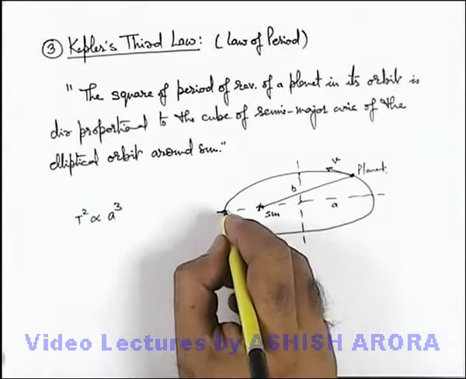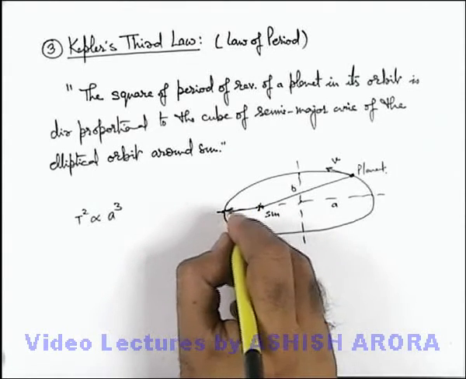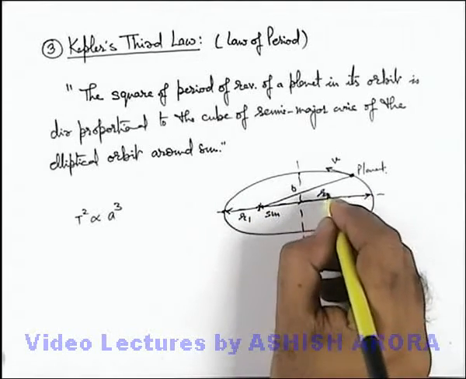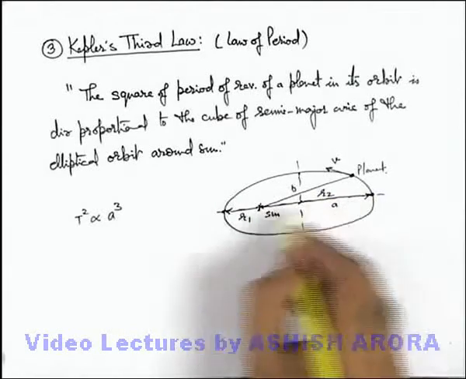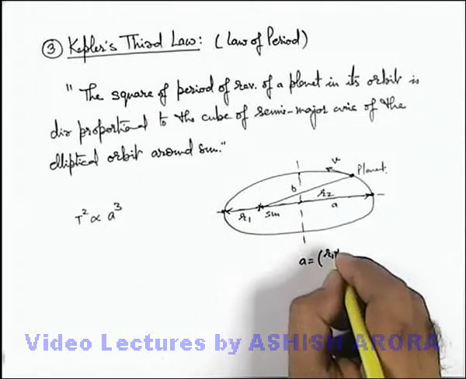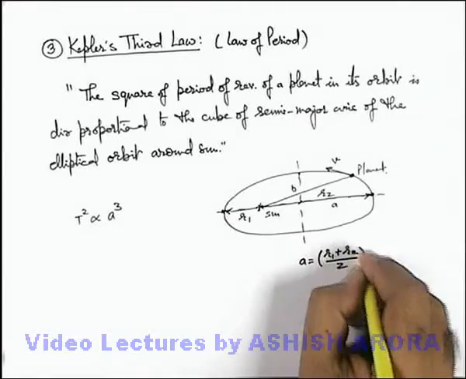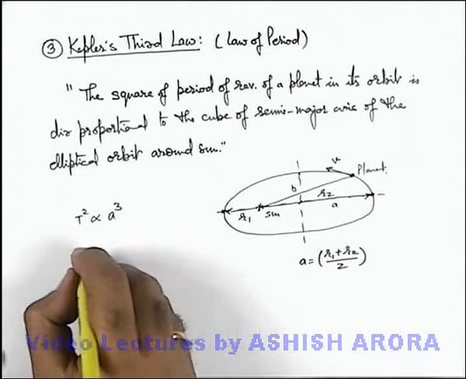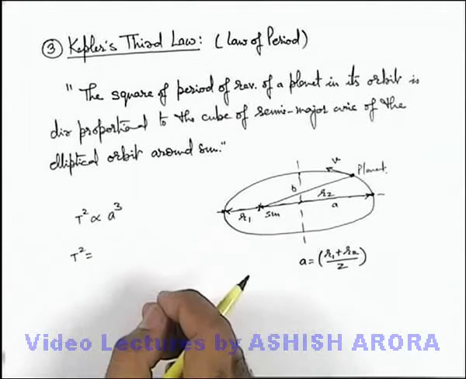Here, if we are also given the perigee and apogee, say R1 is perigee and R2 is apogee of the planet with respect to Sun, then the semi-major axis can also be written as (R1 plus R2) by 2, as R1 plus R2 is the major axis. And there is a proportionality constant which can also be derived.